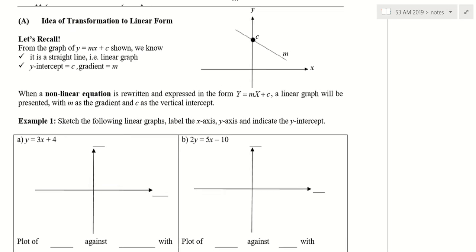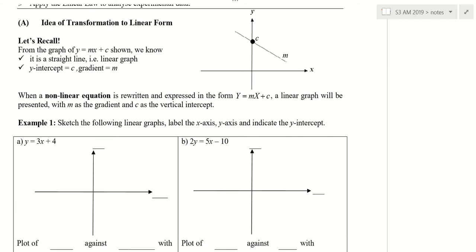Right. Let's recap. y equals mx plus c. Hey, this is not tested for the common test, but that doesn't mean you can talk, because at the end of the year we don't have so much time for the end of year part.